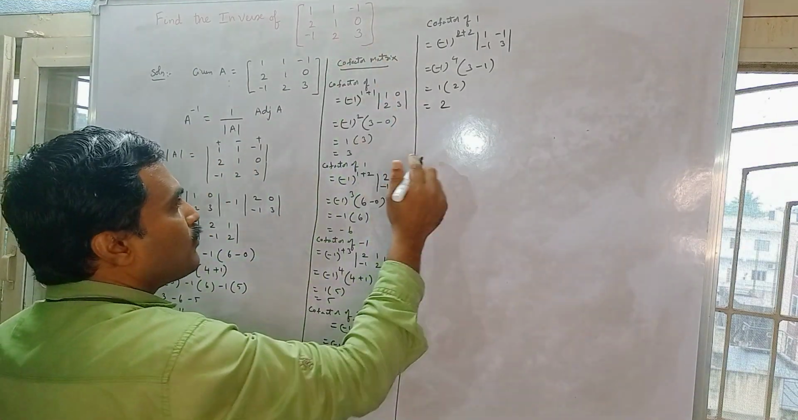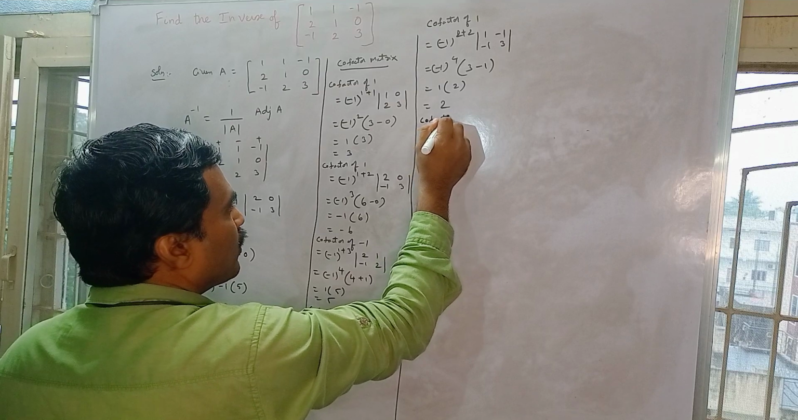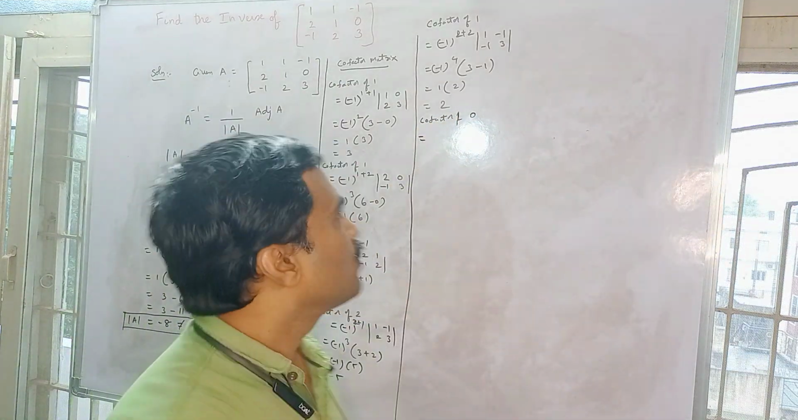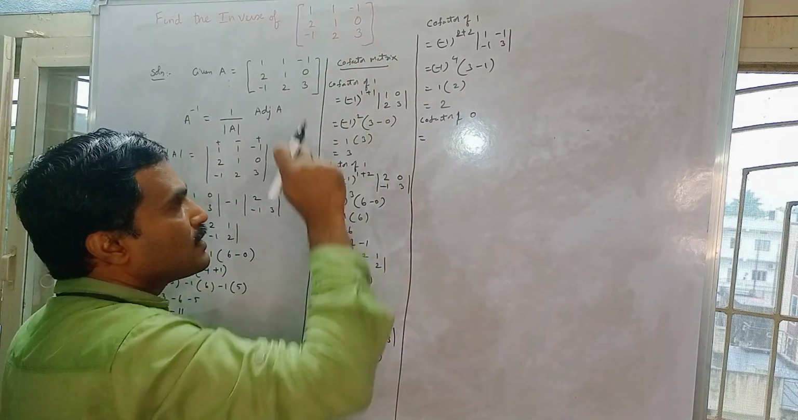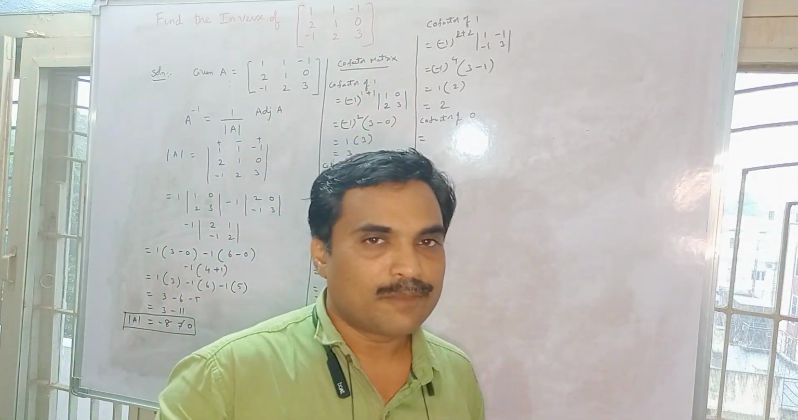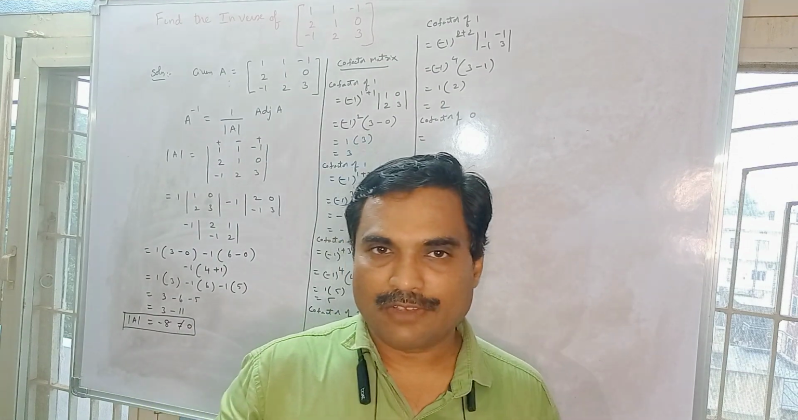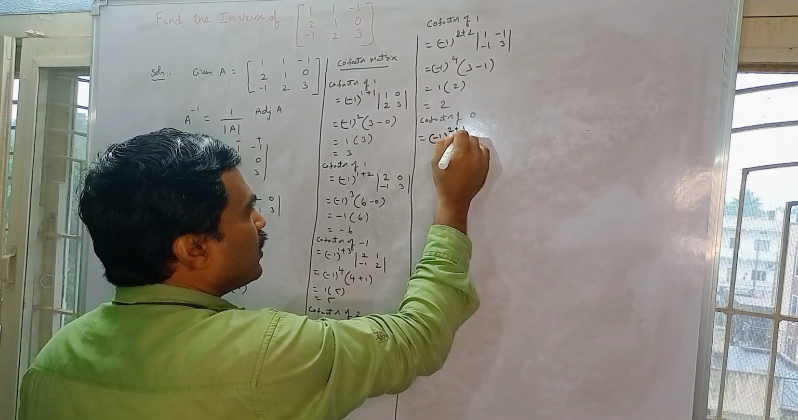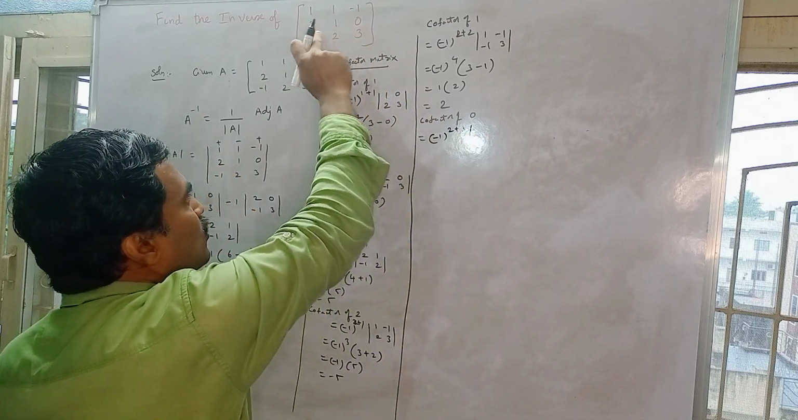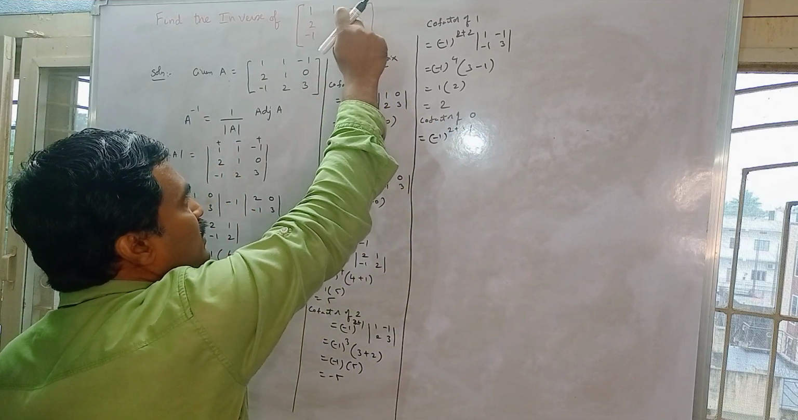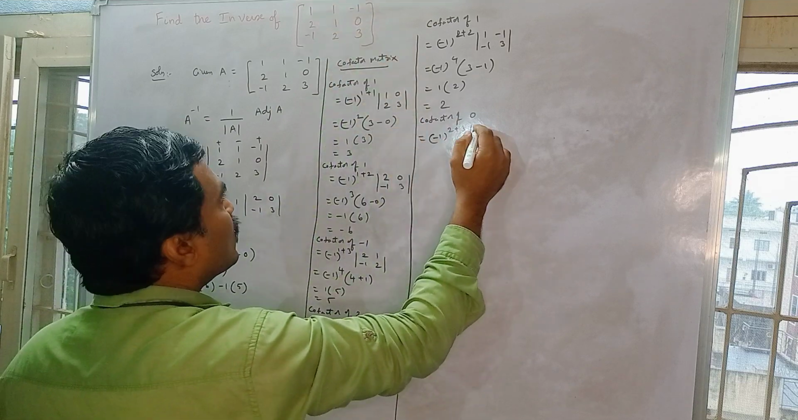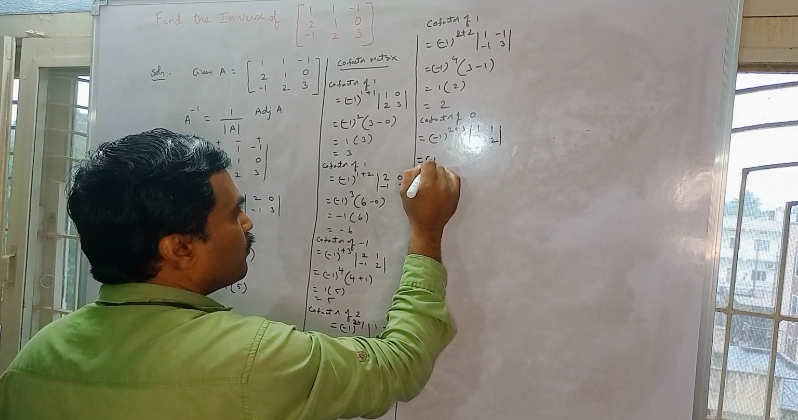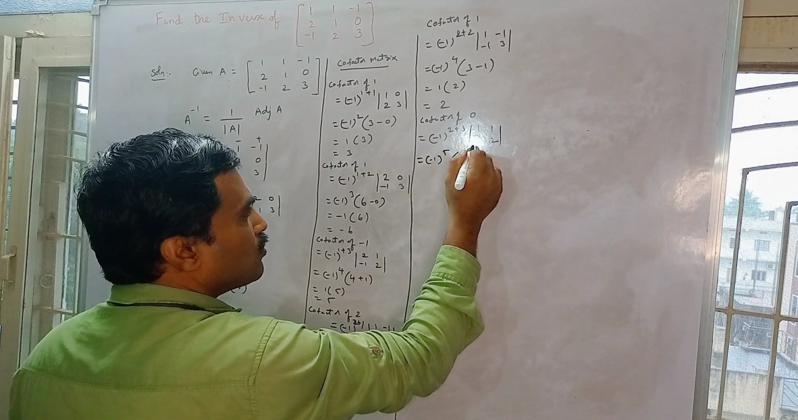Next, the cofactor of 0. So we'll find the cofactor of 0. Where is the 0 located? It is in the second row and third column. So the i value is 2, the j value is 3. So (-1) power 2 plus 3 times the minor of 0. So you have to leave out these elements in the second row and third column. The remaining elements are 1, 1, -1, 2. So you get (-1) power 5, 1 times 2, minus is there.